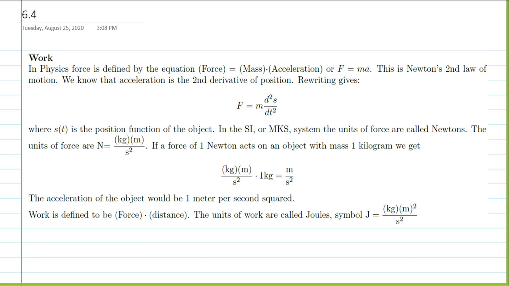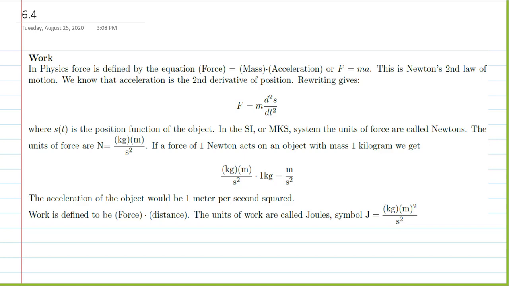And in the MKS system, which is the metric system, the units of force are called newtons, named after Sir Isaac Newton. And the units of force are kilogram meters per second squared.